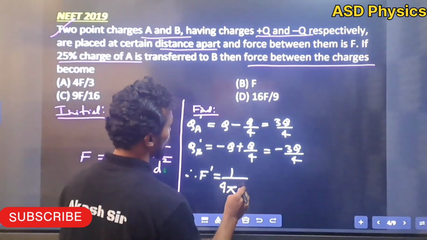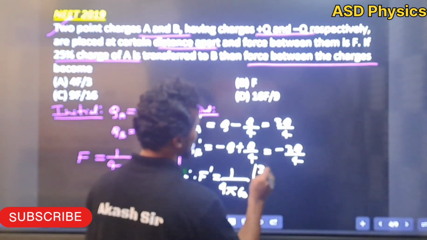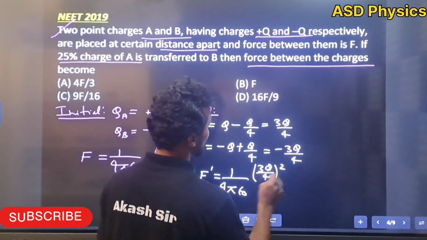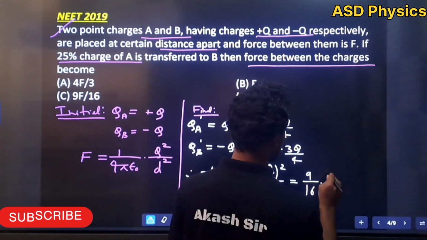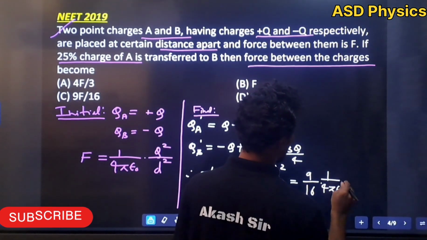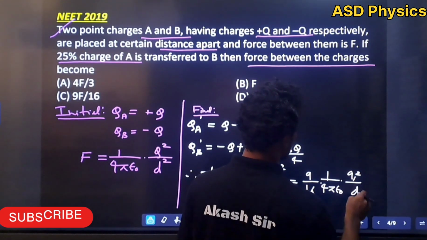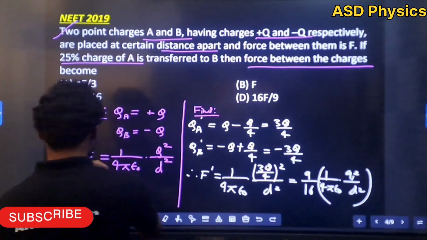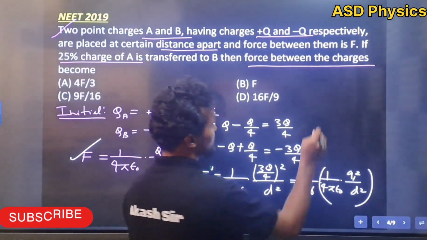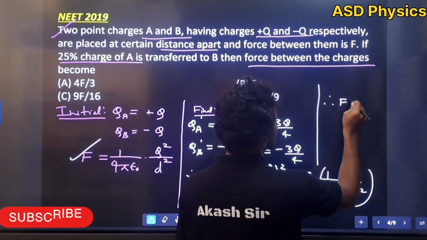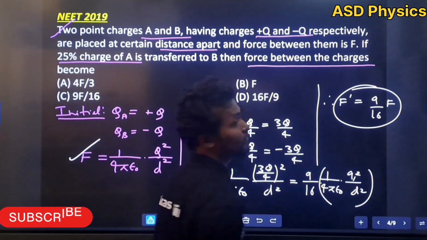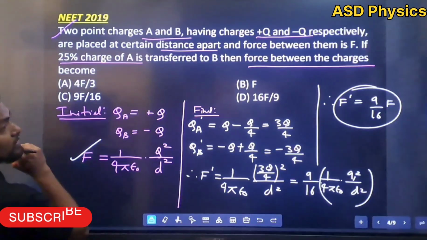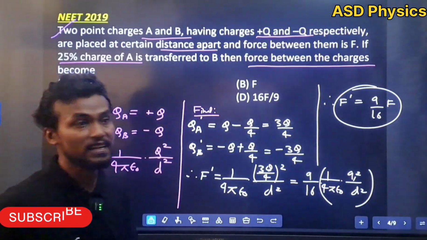So now students, if I write here, the new force will be 1 by 4 pi epsilon naught into 3Q by 4 whole square by d square. Just simplify here, students, it will become 9 by 16 into 1 by 4 pi epsilon naught into Q square by d square. From this equation we can tell this is F. That means the new force, F dash, equal to 9 by 16 into F. That means the correct answer is option C.